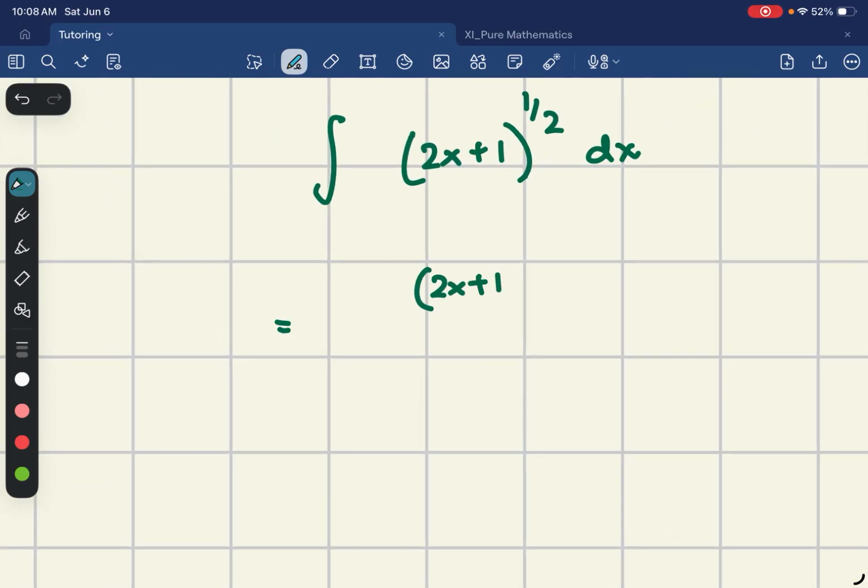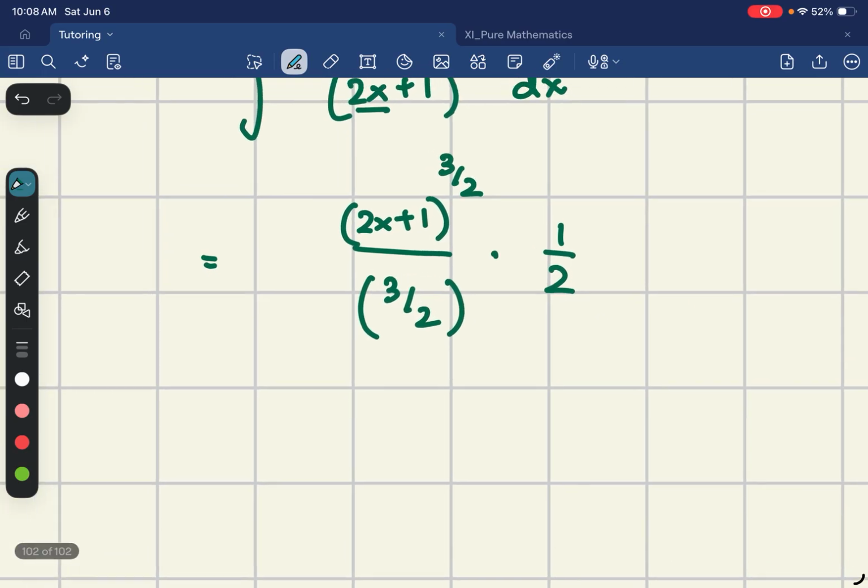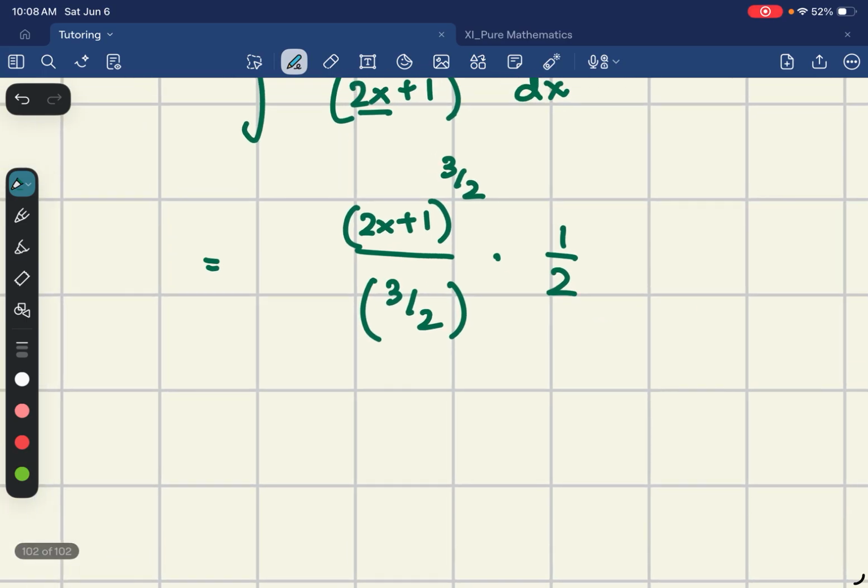So if you are trying to take the indefinite integral, well, you take 2x plus 1, you raise your power by 1. So half plus 1 is 3 by 2. You divide by your new power, which is 3 by 2. But remember, you also have to divide by the number that multiplies x. So that is 2. So you can multiply by 1 over 2, or you can just write your division sign by 2. Both are okay. But I prefer to multiply by 1 over 2.